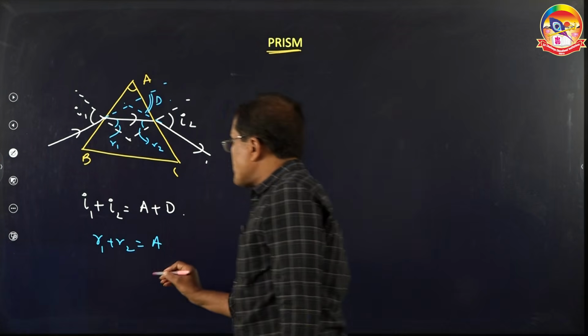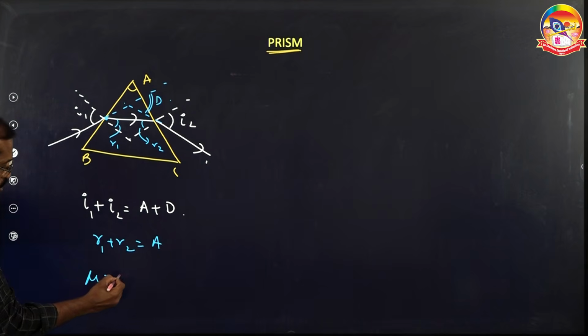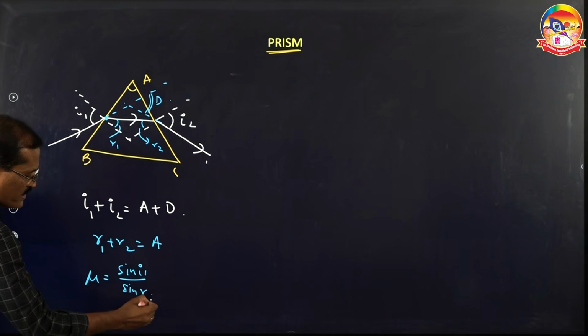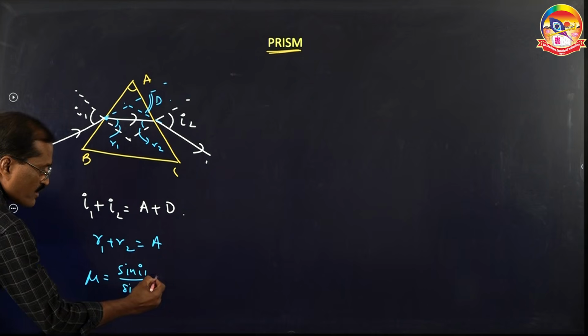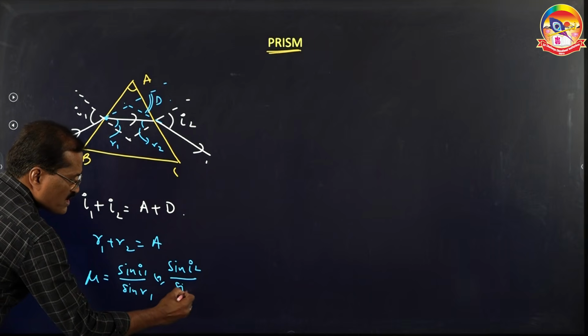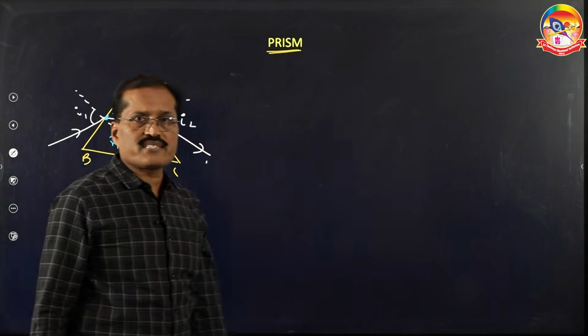In the sense, we have a different formula here for the refractive index. Mu is equal to sin I1 by sin R1, Snell's law, or we can also write, children, sin I2 by sin R2. These are the most common refractive index formulas of a prism or any kind of refracting surfaces.